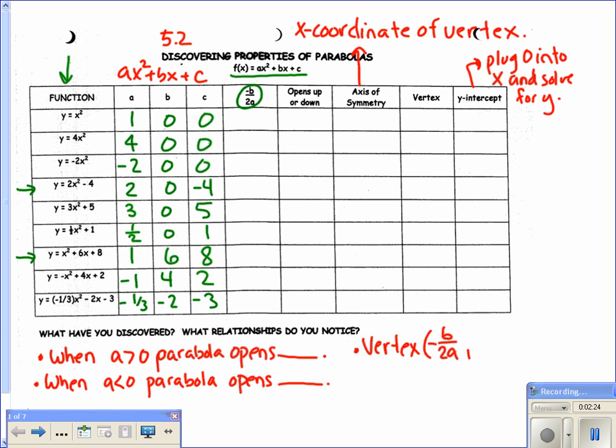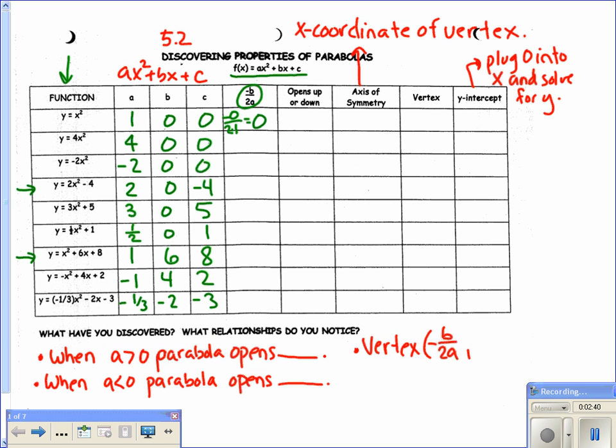So let's look at the first equation that we have. For number 1, -b, so your b value is 0. So we have -0 over 2 times a, which is 1. So that gives me 0 divided by anything is just 0. So I have 0 here.